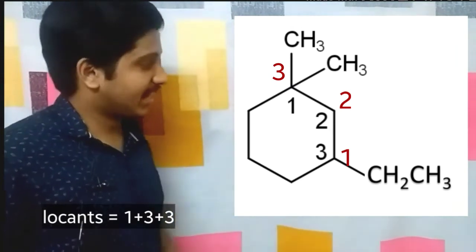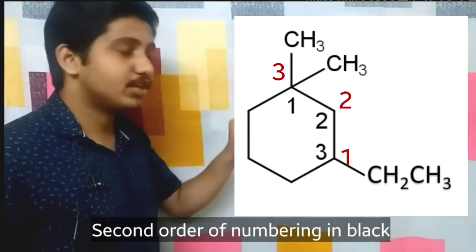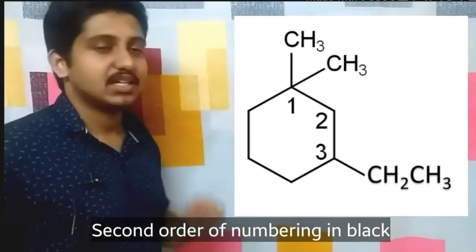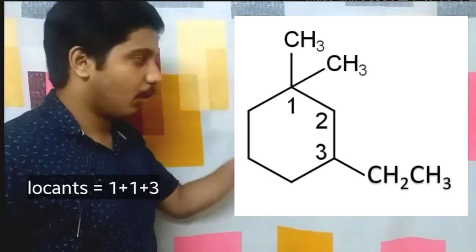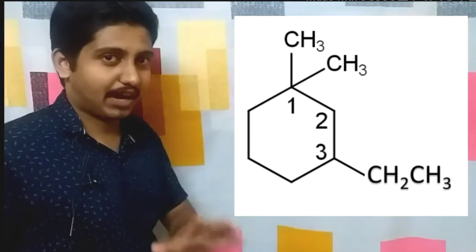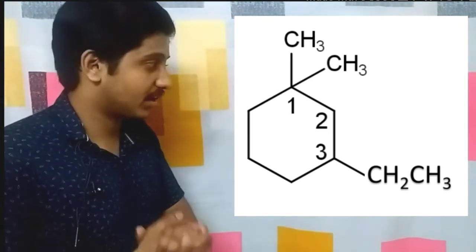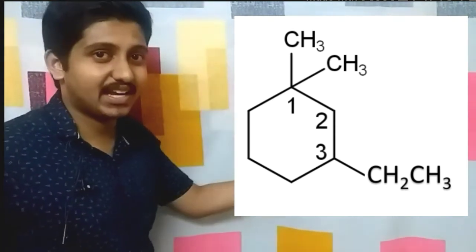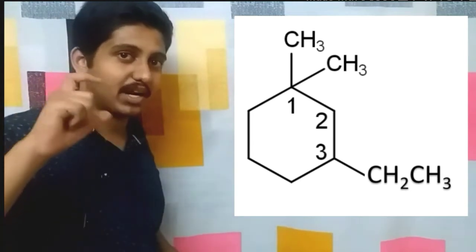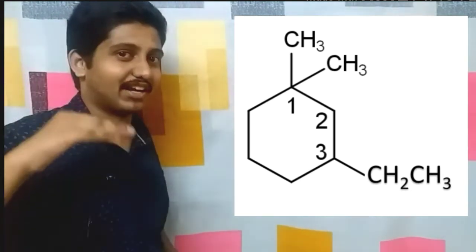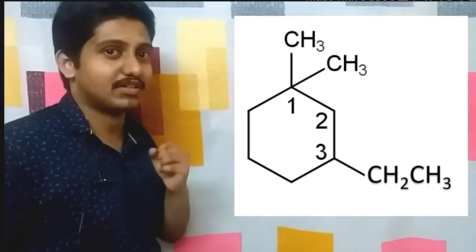But in the second case, second order of numbering, we have the methyl groups at the first position and ethyl group at the third position. That is 1, 1 and 3. So 1 plus 1 plus 3 is 5. It is the lowest set of locants. So according to the lowest set of locants rule, we have to choose the second numbering as correct. That is, in addition to alphabetical order, the lowest locant rule has a greater level of importance in this IUPAC nomenclature of cyclic compounds.